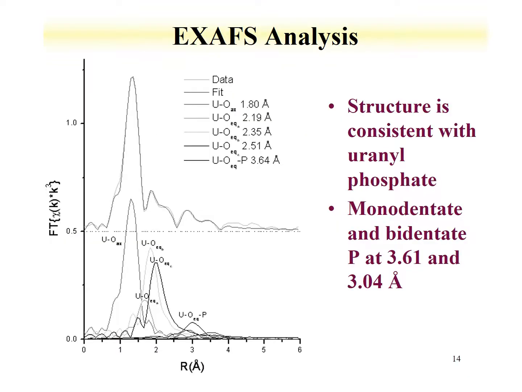Here's the full data analysis from this work, which was used to show that there's this axial and equatorial oxygen. So the axial is from the uranyl, the equatorial are the oxygen atoms that coordinate to the equatorial environment of the uranium. And one can also look at uranium-oxygen-phosphorus. So this gives an idea that uranyl phosphate, both monodentate and bidentate, is binding the uranium on the bacteria.